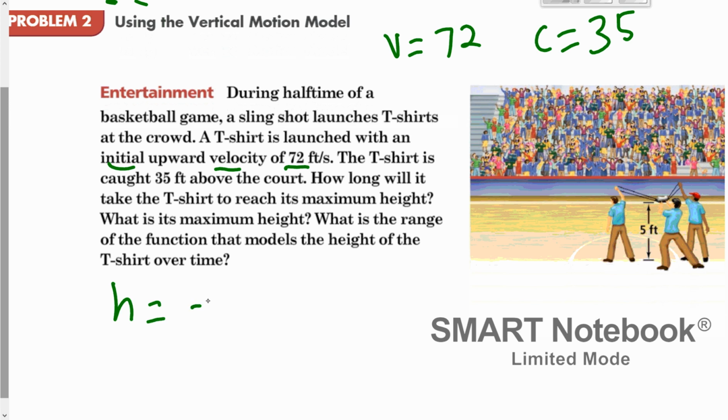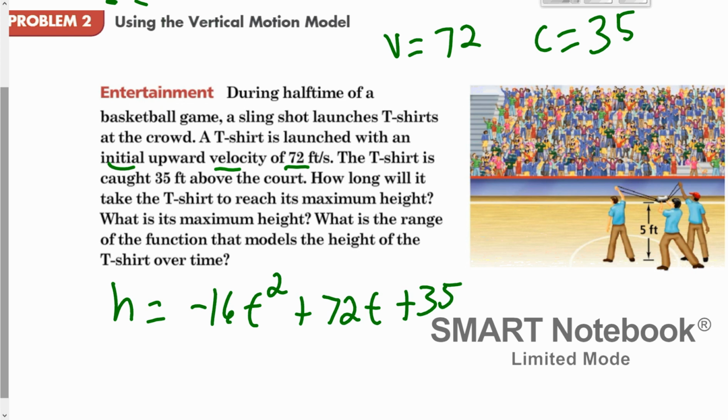H is equal to negative 16t squared, so t is kind of like our x, plus our initial velocity 72 times t, and then plus our initial height 35. So now we have this equation. Now we can find how long it will take the t-shirt to reach its max height. Well, max height, isn't that our vertex? Isn't that what we just got done doing?